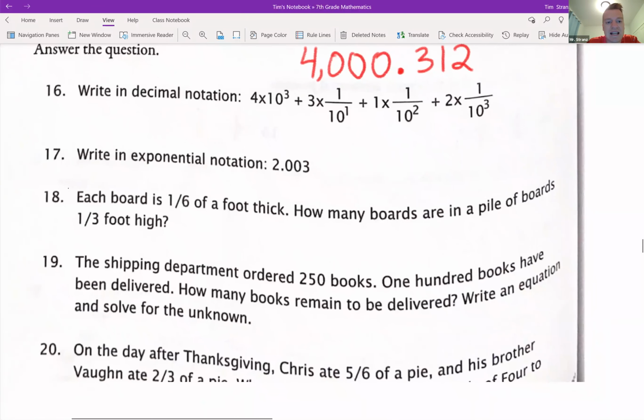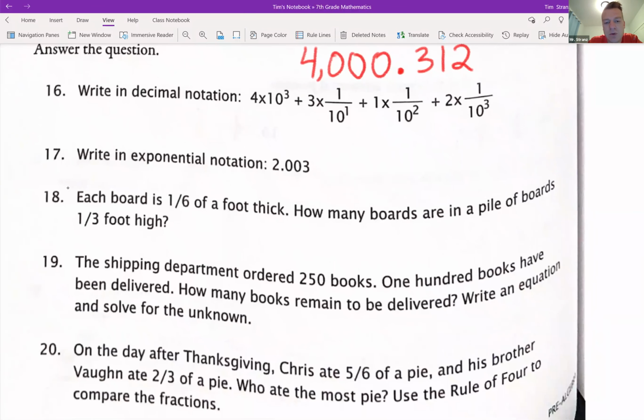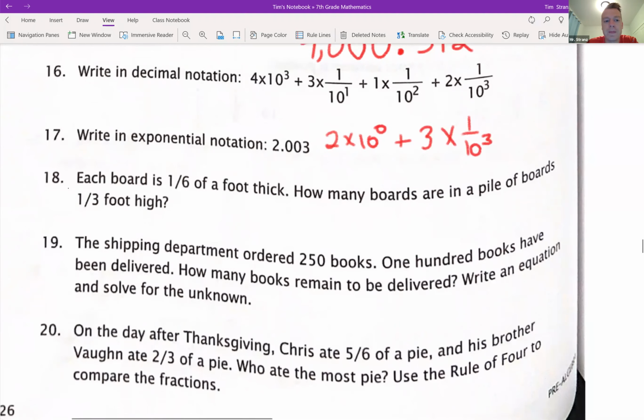Write in exponential notation. Okay, so we're going to have 2 times 10 to the 0 power, because this 10, anything to the 0 power is 1. So 2 times 1, right? That's the ones place, okay? Plus, I'm going to skip the zeros because you don't need to do those. 3 times 1 over 10 to the third power.